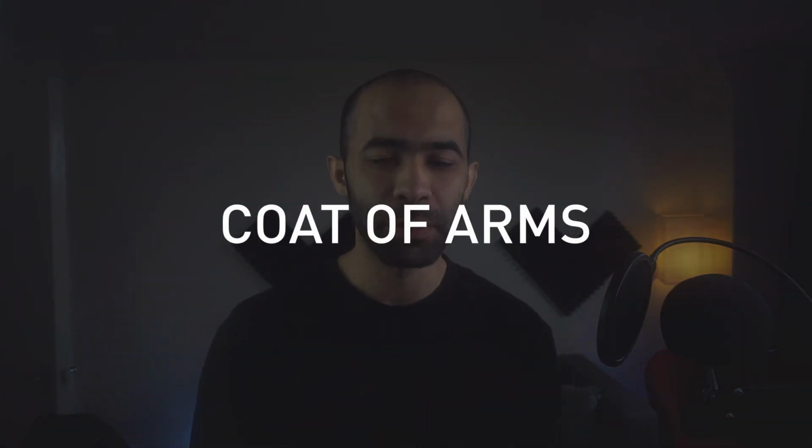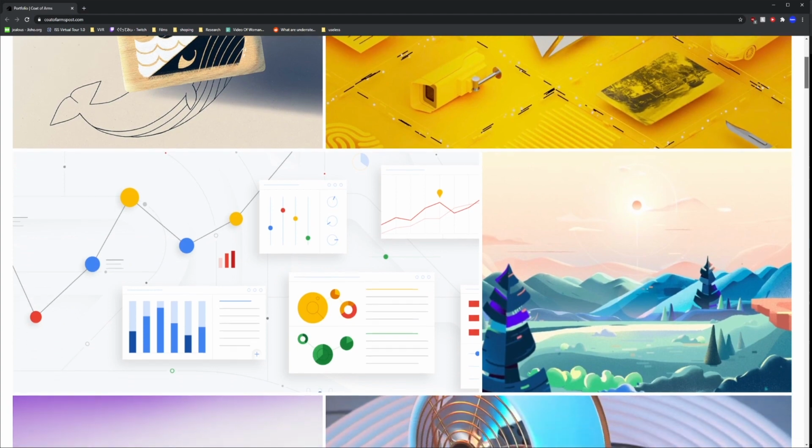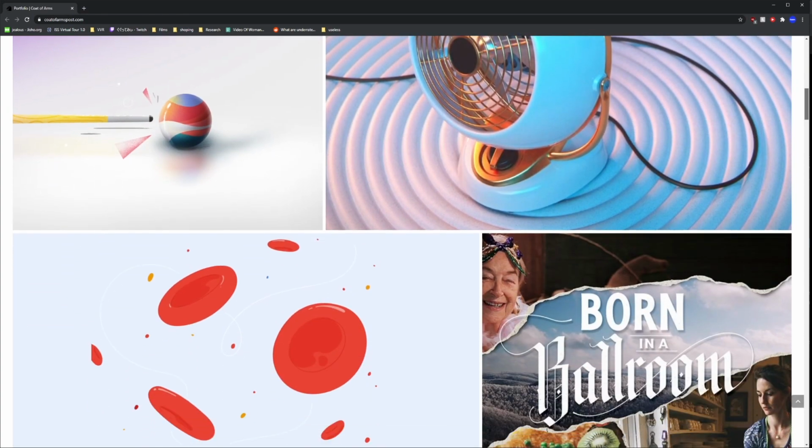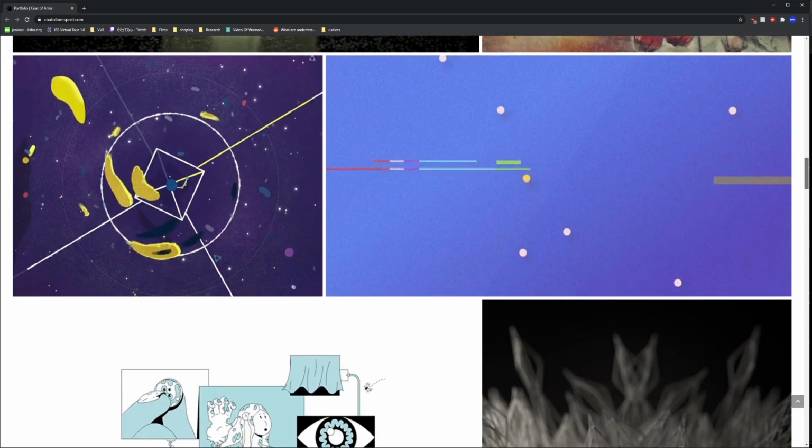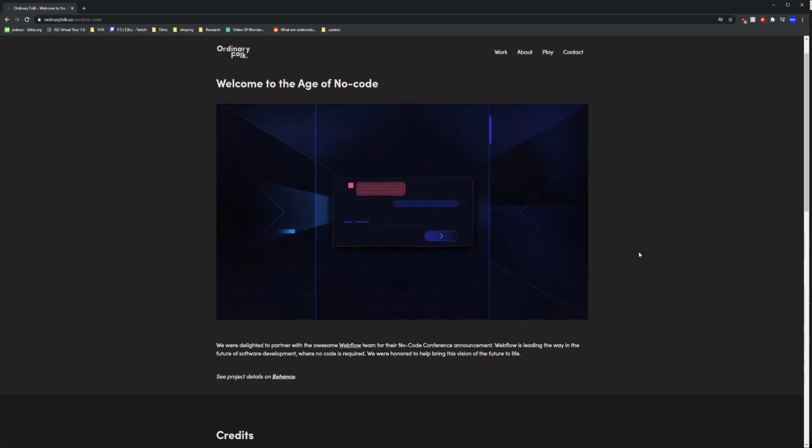In this special case study, we're going to be taking a look at one of my recently favorite studios, COATOFARMS. COATOFARMS is this really amazing studio where they actually take an idea and make it into such a beautiful explanatory video that is just mind-blowing. Just like what we've seen with Ordinary Folks, they did really beautiful stuff.